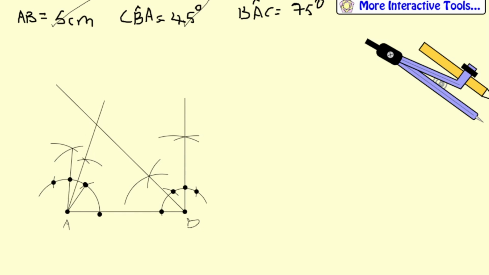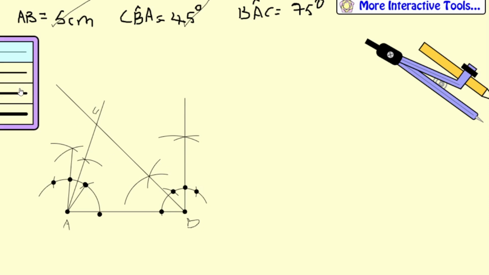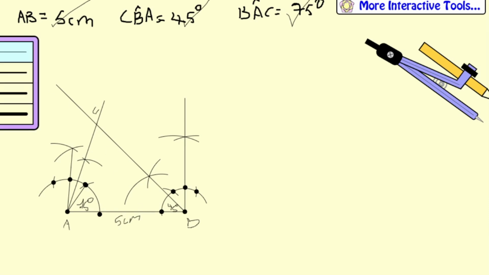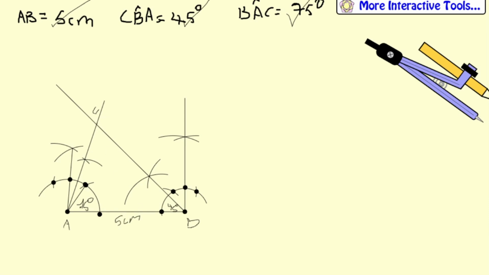Draw a line where they meet. This is now C. Notice that C always comes up when the lines meet after you have done all that is required. So BAC, 75 done. So let us write our 75 degree here, 45 degree here, and the length of the initial line, which was 5 centimeters. And let us draw our outline, the important lines. So AB, BC, and CA. And that is how we do this one.